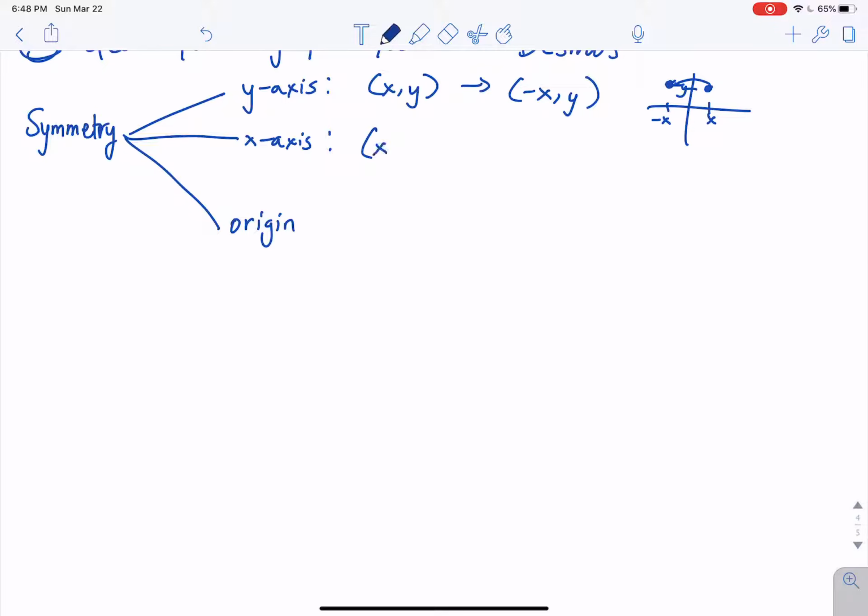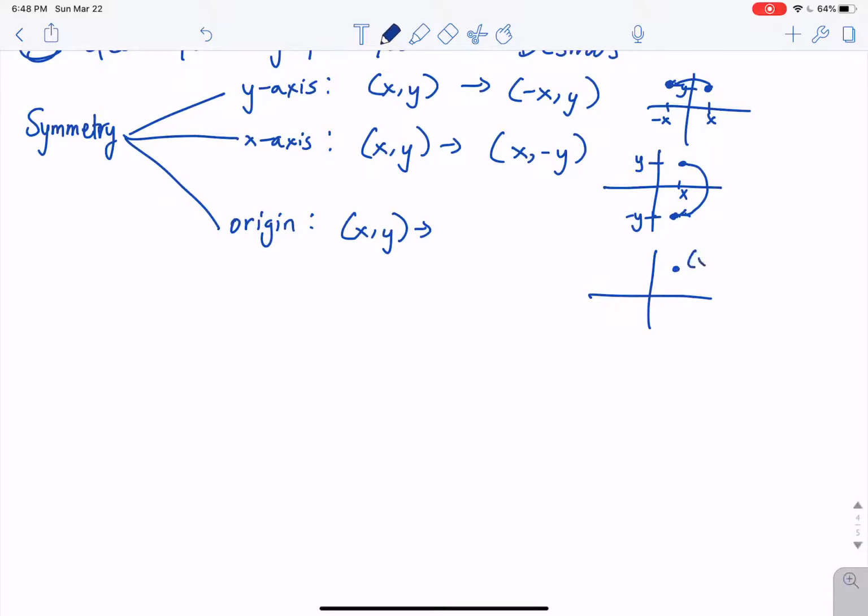For x-axis symmetry, if I have a point (x, y), then the x value stays the same and the y value goes negative. Thinking about this on a graph, I have a point (x, y) and I make it symmetric over the x-axis. It's going to flip down to negative y, but the x value stays the same. The last one is origin symmetry. If I have a point (x, y) and I go across the origin, that's going to go to negative x and negative y. Those are my 3 symmetries in Cartesian coordinates.